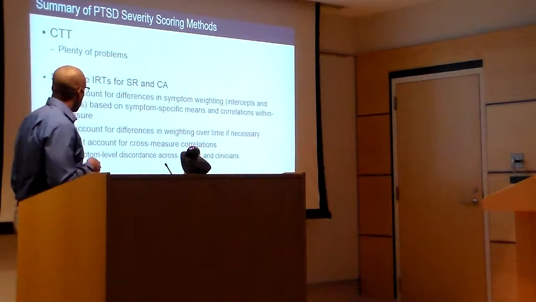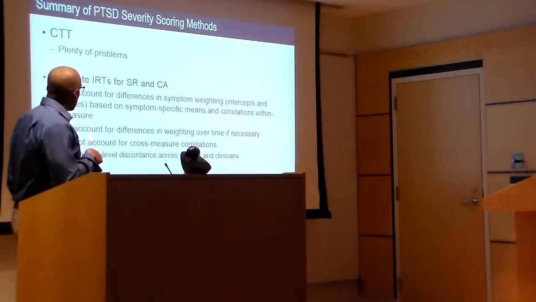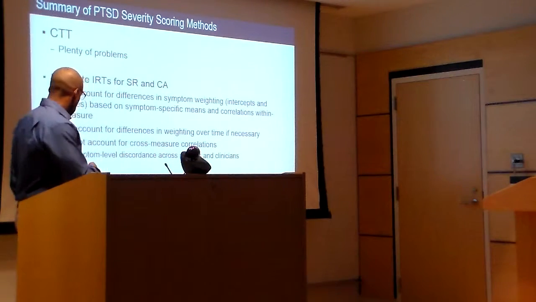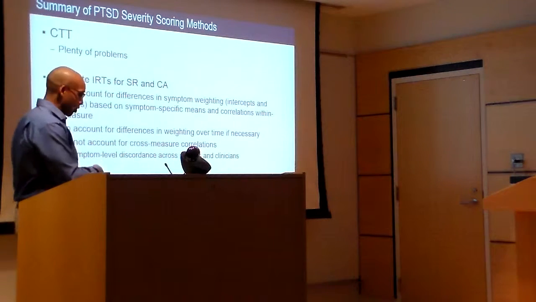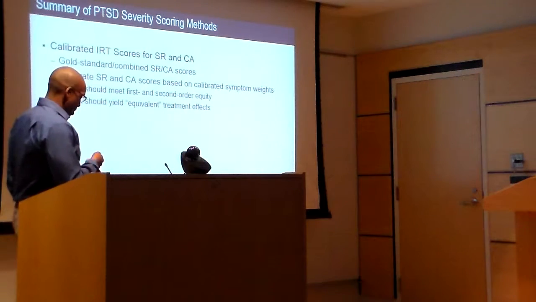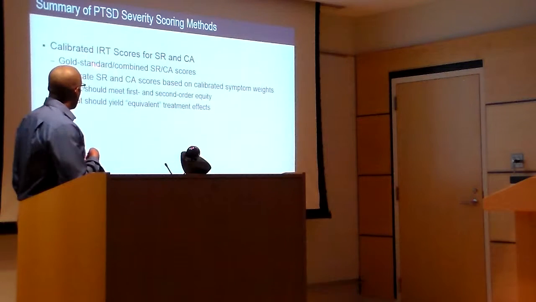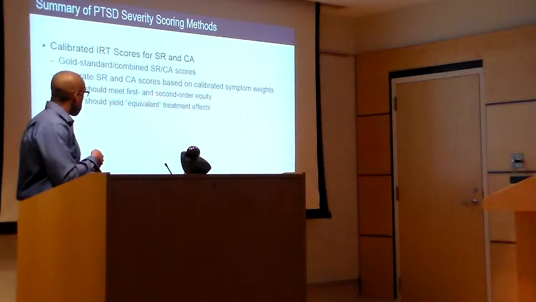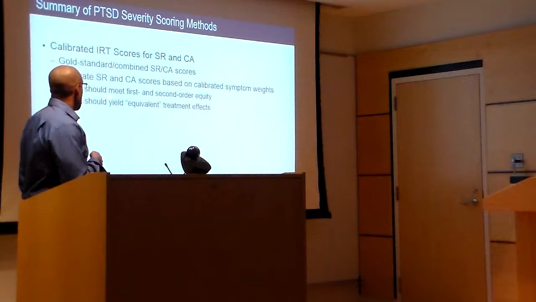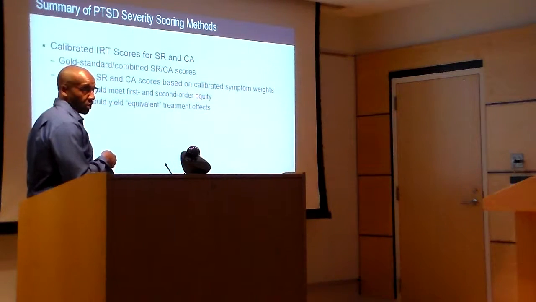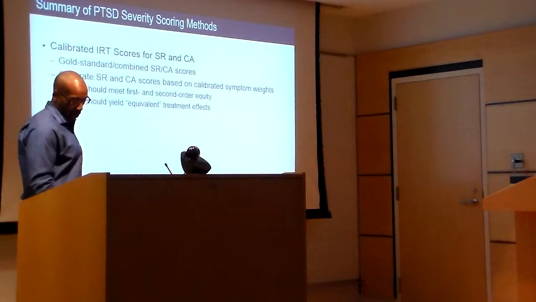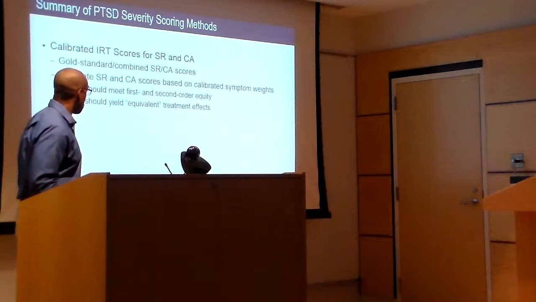Classical test theory has plenty of problems, including doing this even within separate IRTs. Then you don't actually account for symptom-level discordance, and the calibrated version of this actually does that. And you should now meet this notion of first and second order equity. If the distributions are the same, you should be able to estimate equivalent treatment effects with those scores, regardless of whether you just use self-report or just use a clinical interview.